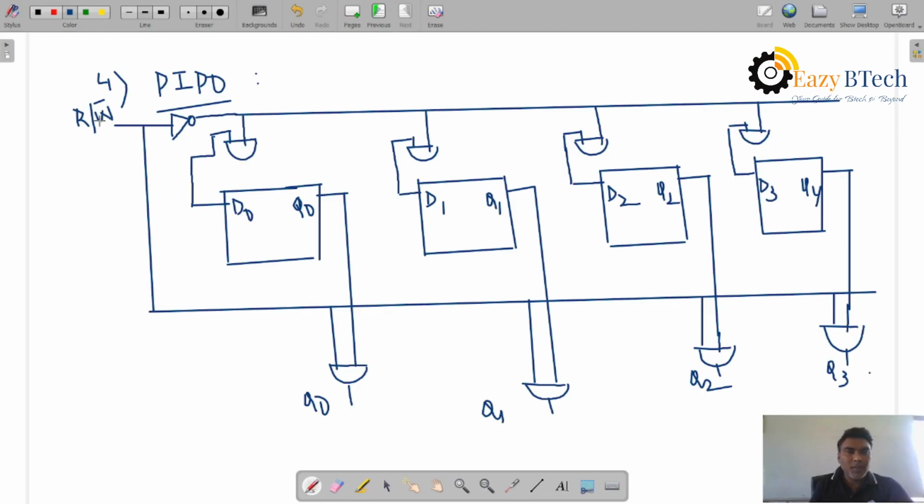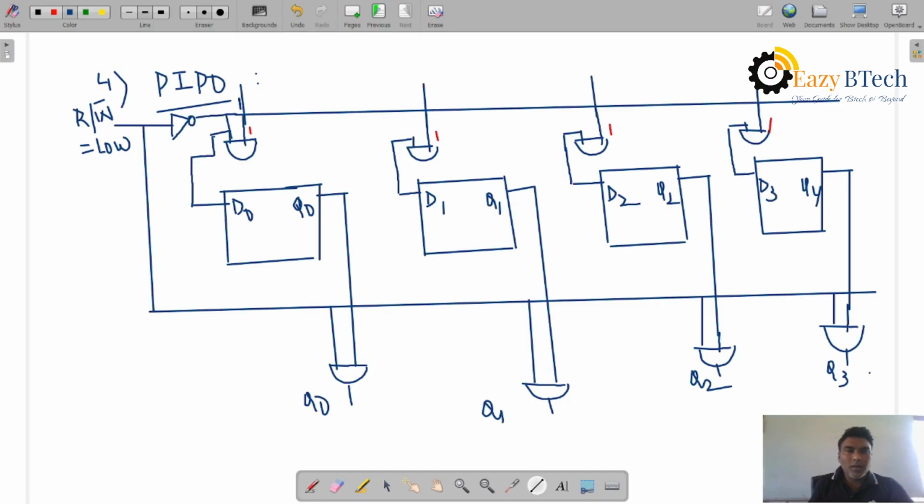Read write bar is equal to low. Whenever it is low, the complement is 1. So what happens? This will be 1, this will be 1, this will be 1, which allows the parallel data. Let me take this path. This is how the parallel data is taken.